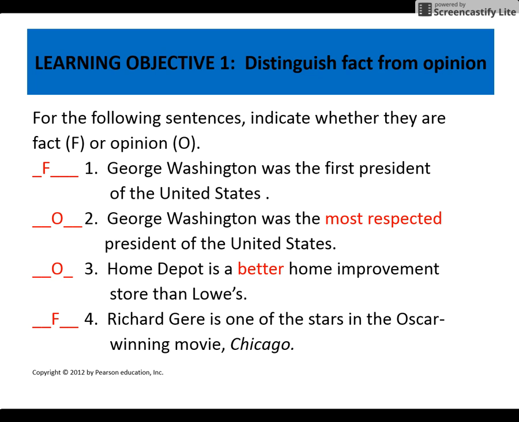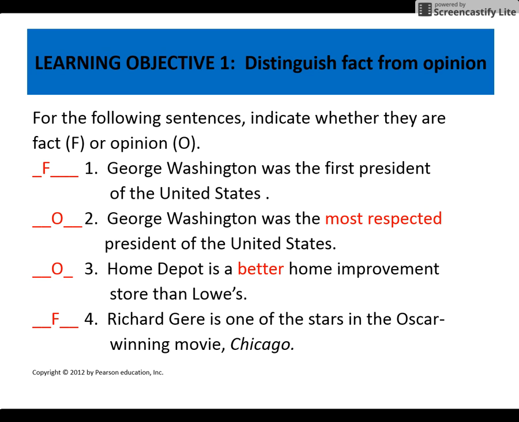Very good. As you see, we can prove that George Washington was the first president. For number 2, keywords such as most respected show once again that the statement is an opinionated statement, because they're exaggerating. Home Depot is a better, similar to the superlative you see here, most. Better is another example of that.